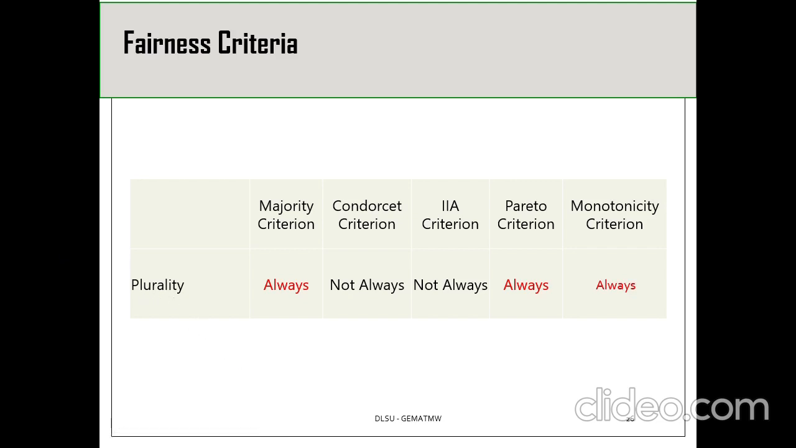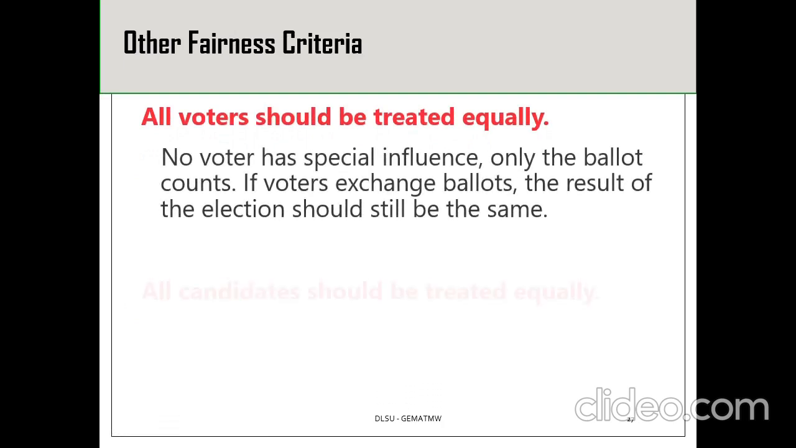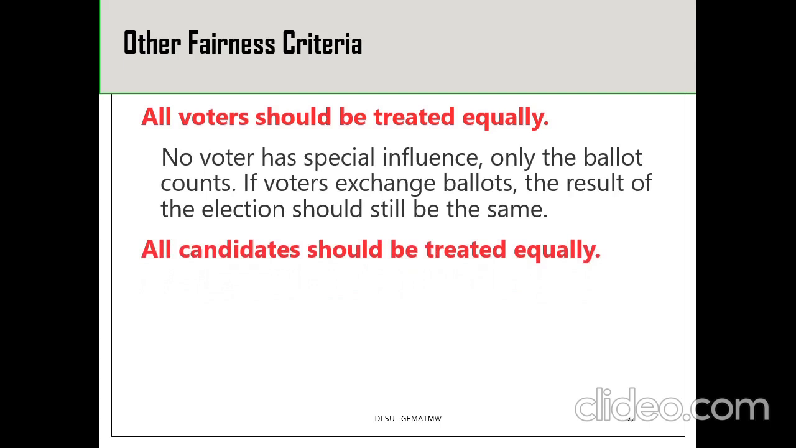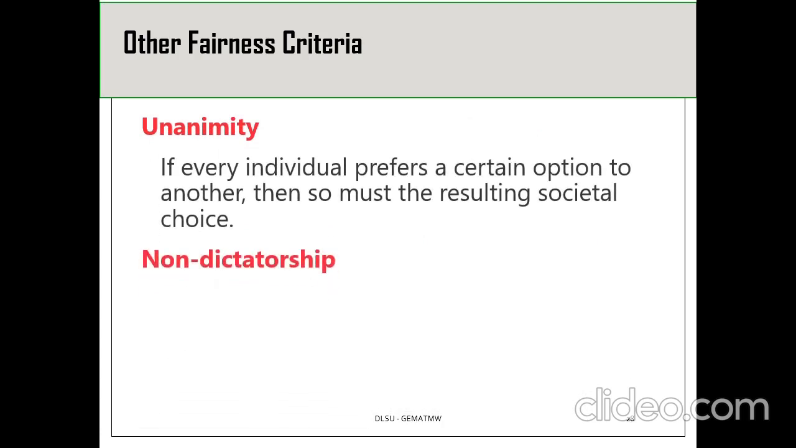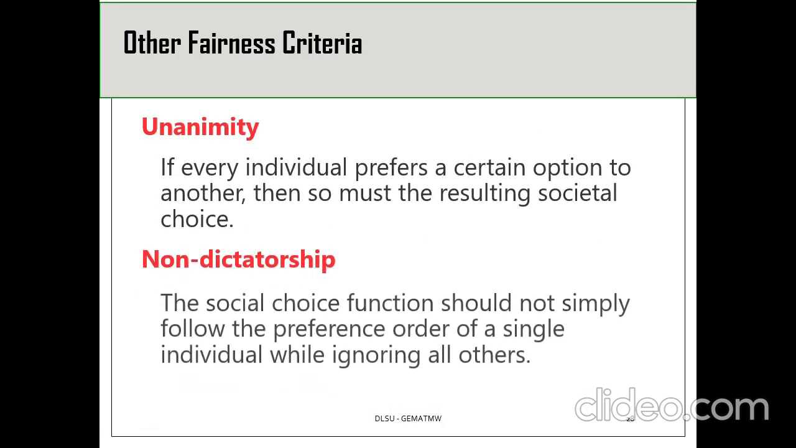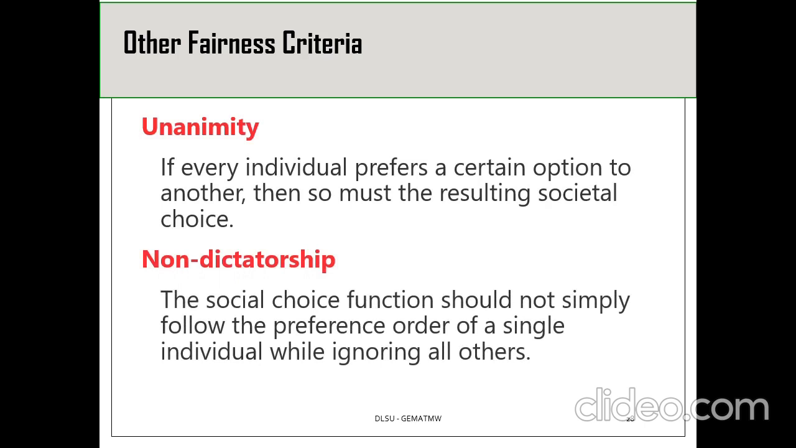So these are the five fairness criteria by which we measure the fairness of plurality. There are also other fairness criteria like all voters should be treated equally, all candidates should be treated equally. There's also unanimity. There's also non-dictatorship. But we do not measure plurality under these fairness criteria anymore.